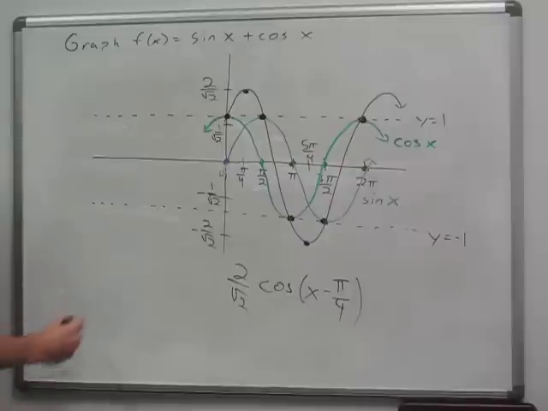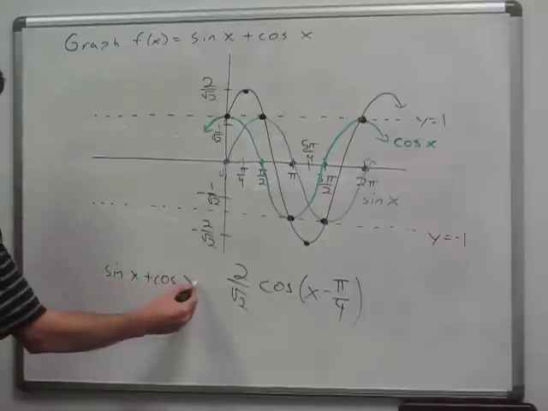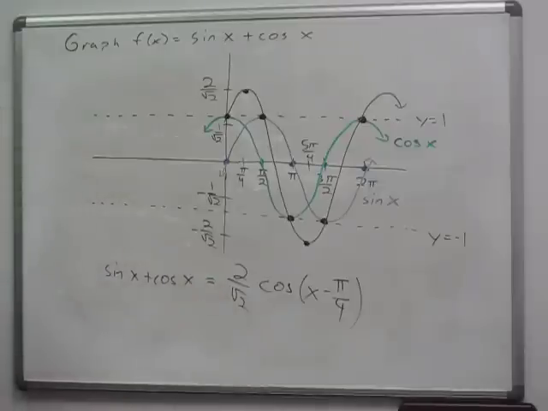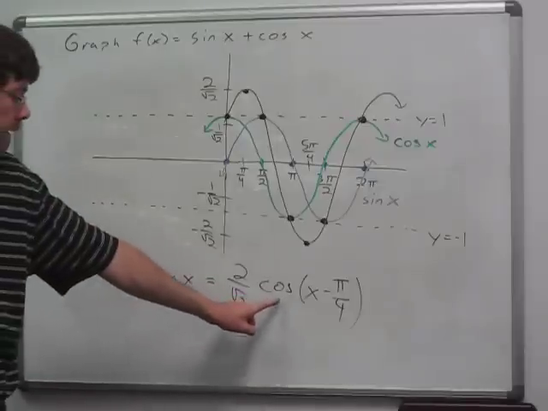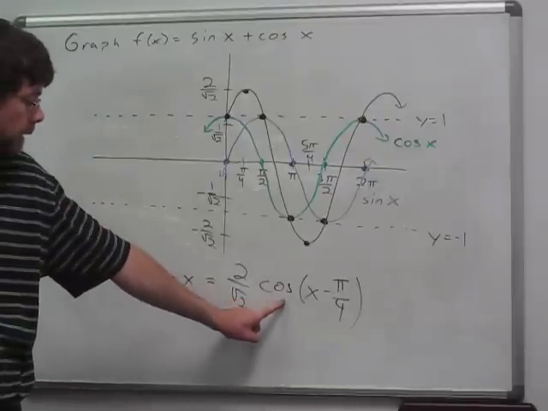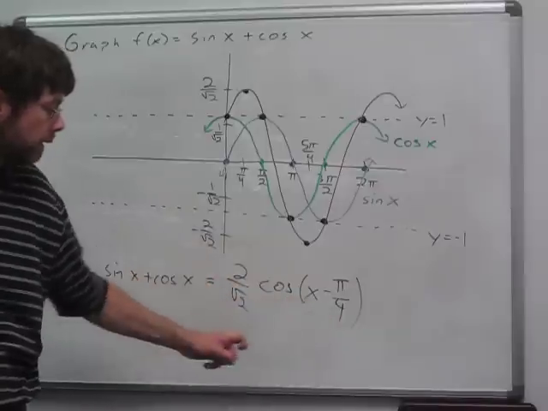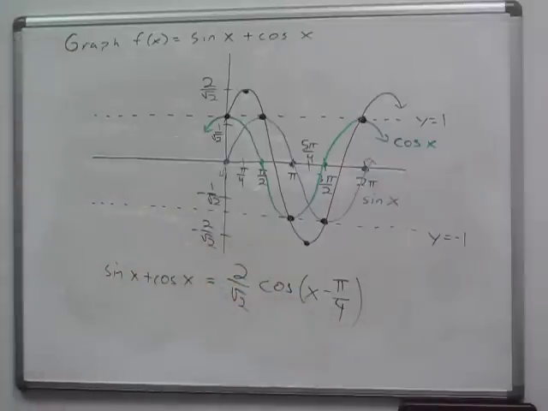So in the next video, we're going to go ahead and show that indeed the sine of x plus the cosine of x can be written as a single cosine function with a phase shift of pi over 4 and an amplitude of 2 over radical 2.